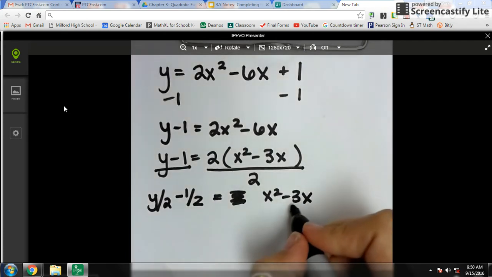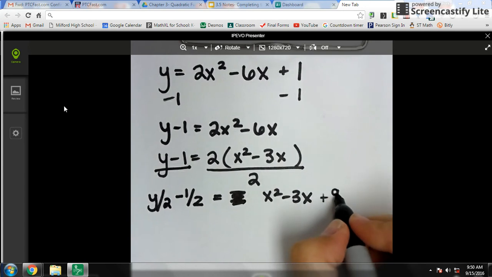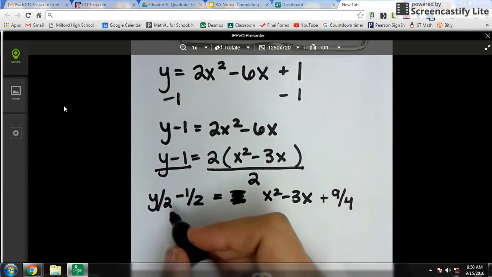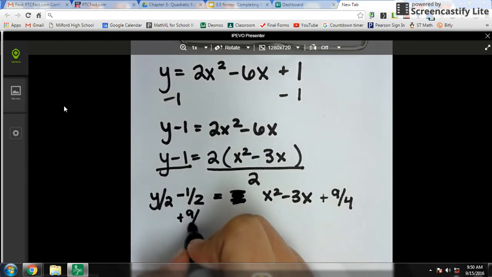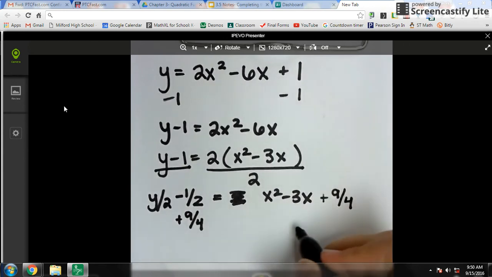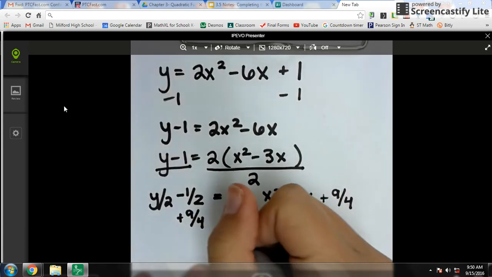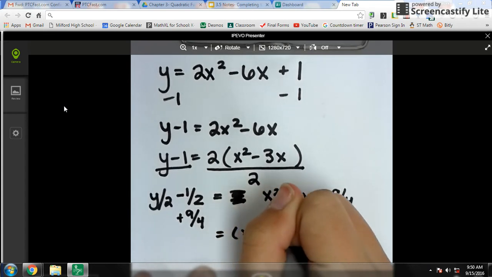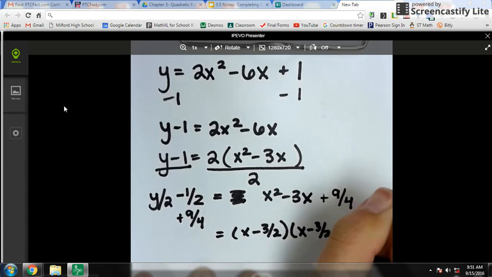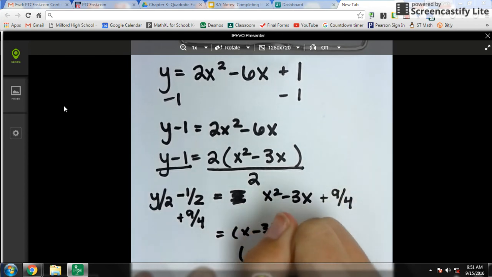Now we can complete the square by doing b over 2 squared. So that would be negative 3 over 2 squared, which would give us positive 9/4. And if we add it over here, we also have to add it over here. So over here, we get a perfect square trinomial, which is x minus 3/2 times x minus 3/2, or x minus 3/2 squared.